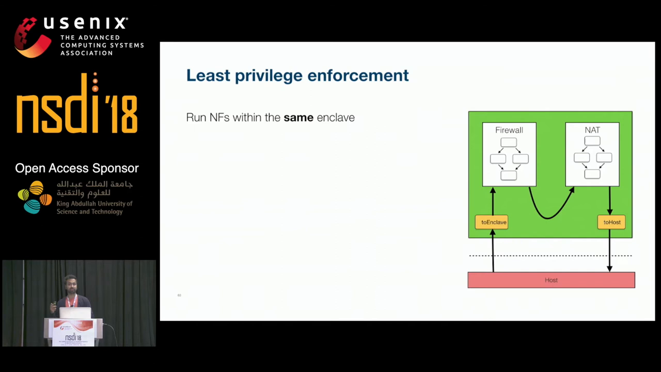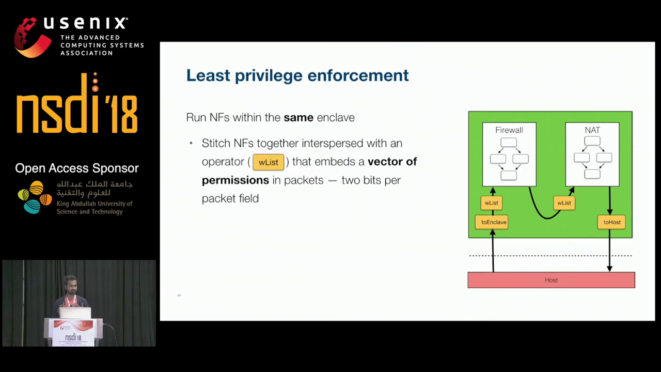So to enforce least privilege in this scenario, the first thing we do is introduce a new operator in SafeBricks, which we refer to as whitelist. And in constructing our NF graph, we intersperse this operator as nodes between subsequent NFs. And what this operator does is it embeds a vector of permissions in each packet before handing it off to the next NF. This vector of permissions governs the packet fields that each NF is allowed to access.